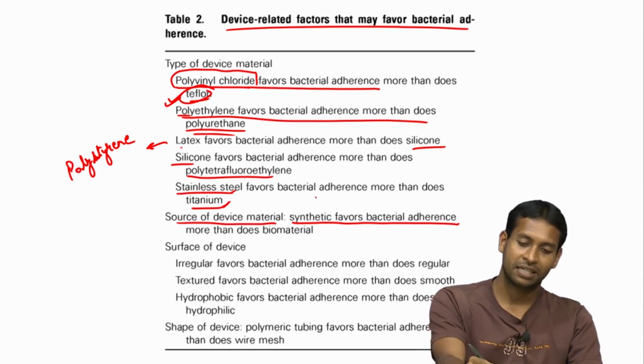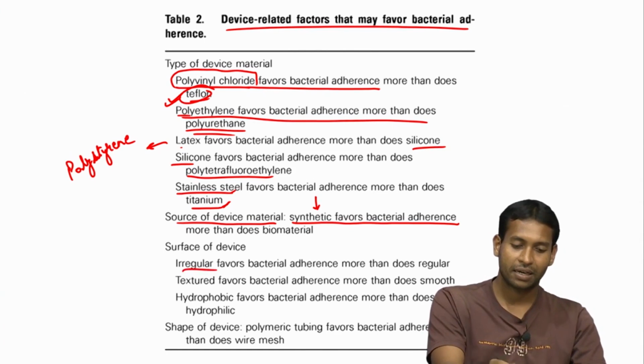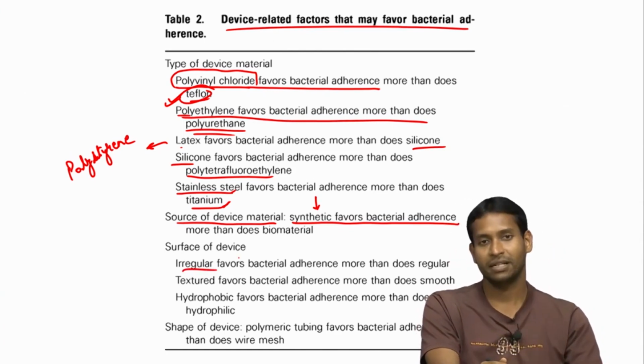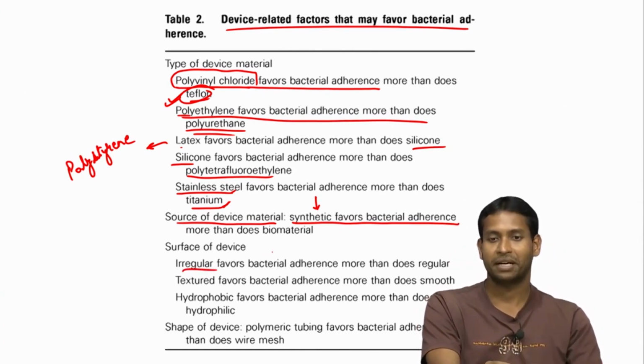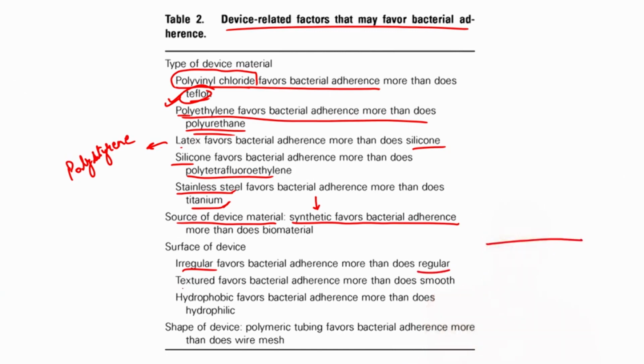Synthetic surfaces are more prone to bacterial infections than, let us say, a natural material, and then what kind of surface it is also makes an impact. So, if it is irregular, then the bacteria has a lot more surface area and it will adhere much better than on a regular surface. So, smoother surfaces are better. So, same thing here, textured surfaces favor bacterial adherence.